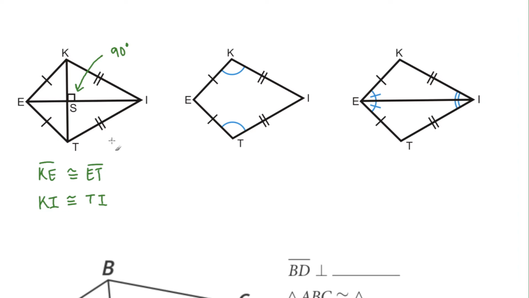So if you notice in this one, angle K is congruent to angle T. E is not necessarily congruent to I. So angle E is not necessarily congruent to angle I.